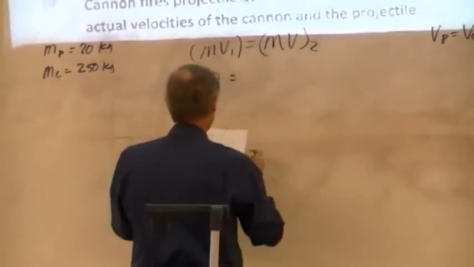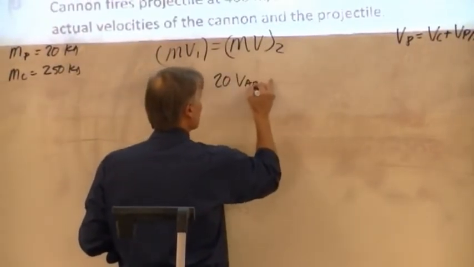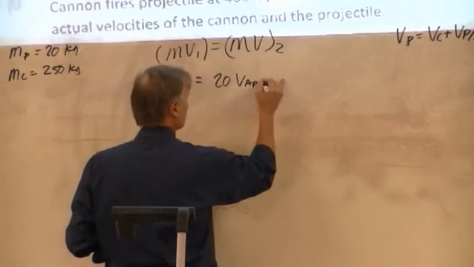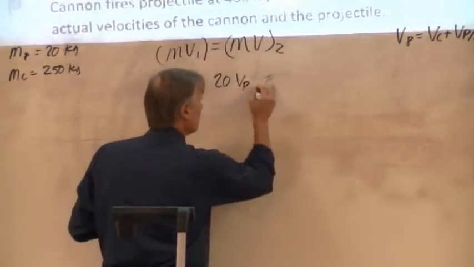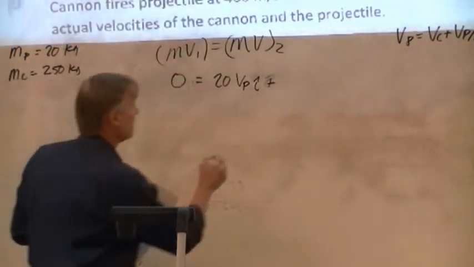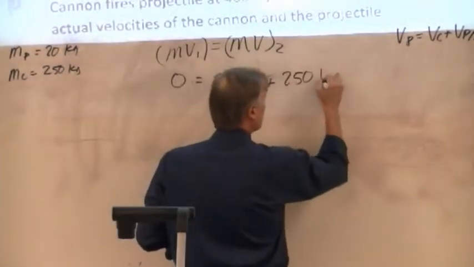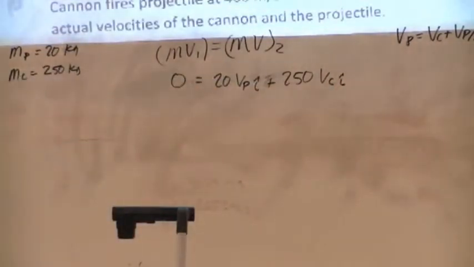So I'm going to say that this is the mass of the projectile, 20, times V projectile in the X direction, plus 250 times V of the cannon in the X direction. Okay? That's the I component. Does that make sense? Okay. Go ahead.